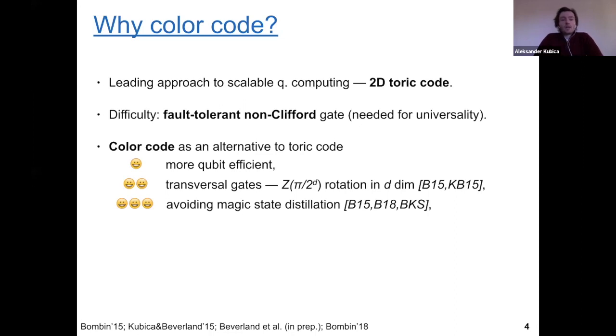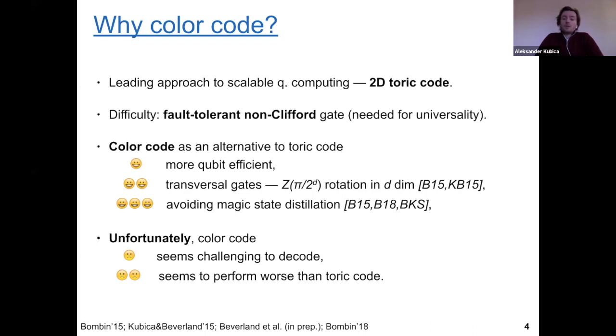I'd like to think about the color code as an alternative to the toric code. And so first, the color code is more qubit efficient. And also the color code has interesting transversal gates. In particular, in d dimensions, we have Z rotations by the angle pi over 2 to the d. And also the color code provides a way of avoiding magic state distillation. And here I would like to mention the recently proposed idea of colorful quantum computing by Hector Bombin.